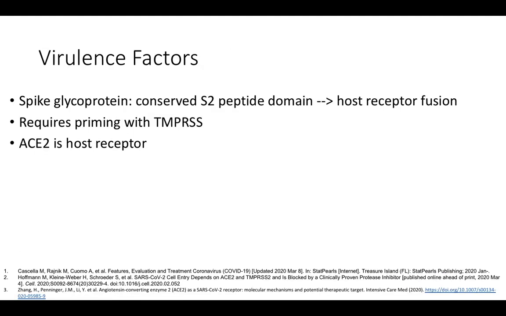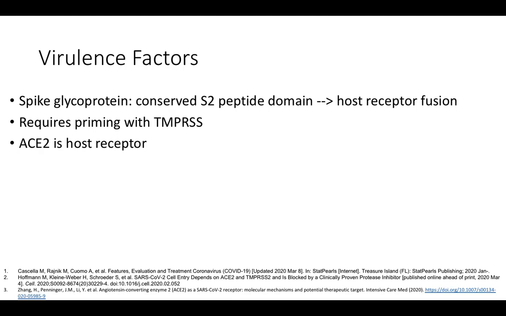Here we'll talk about major virulence factors. This is really important to understand because it guides strategies for therapeutic intervention and also the vaccine. So, the major virulence factor for the virus is a spike glycoprotein. This is a protein on the outer surface of the virus with a conserved S2 peptide domain, which facilitates host receptor fusion. Given that the S2 peptide domain is conserved, this is a potential target specifically for vaccines.